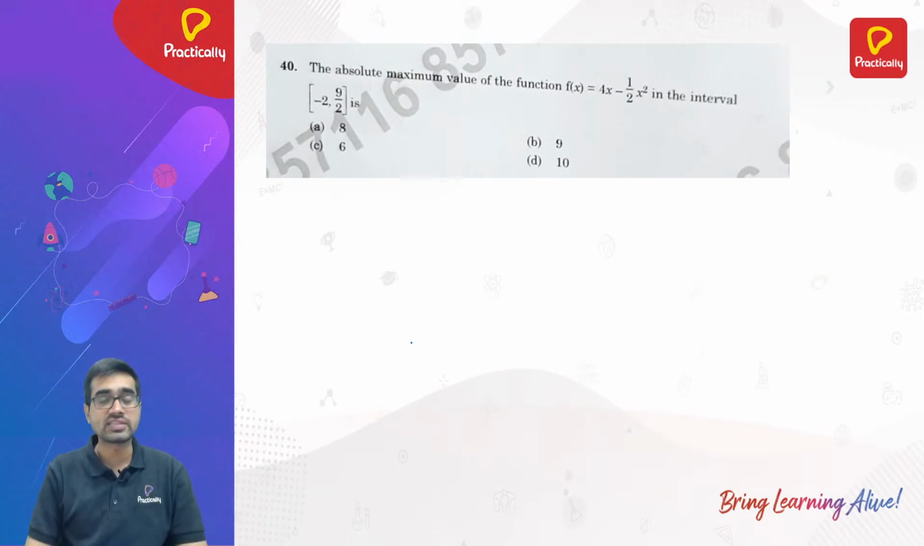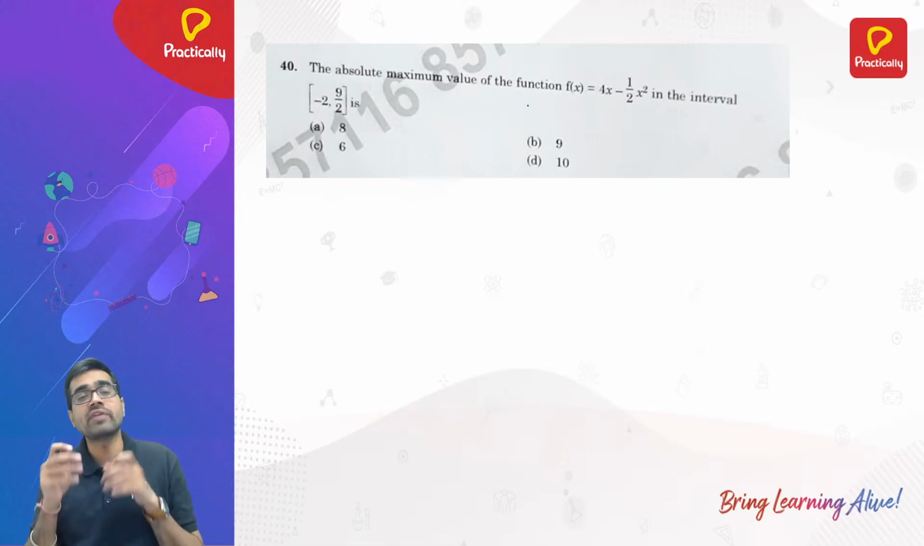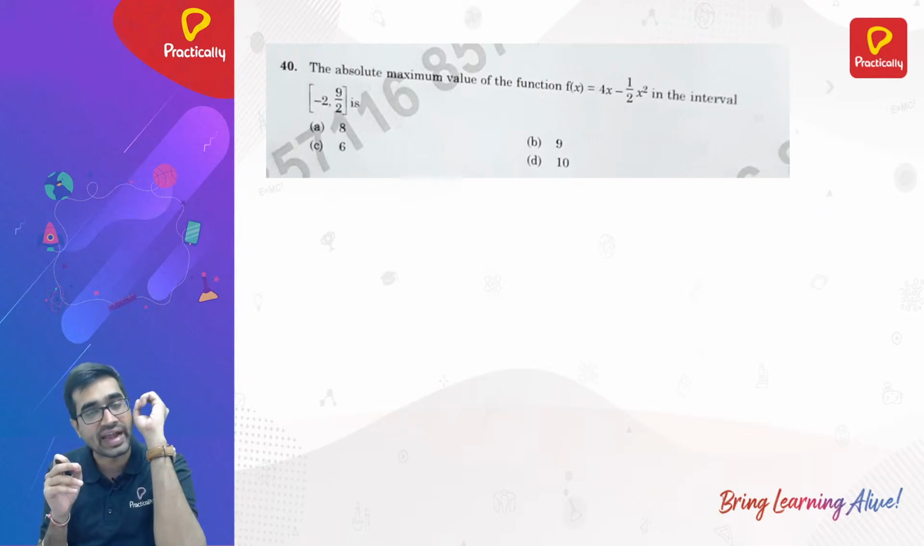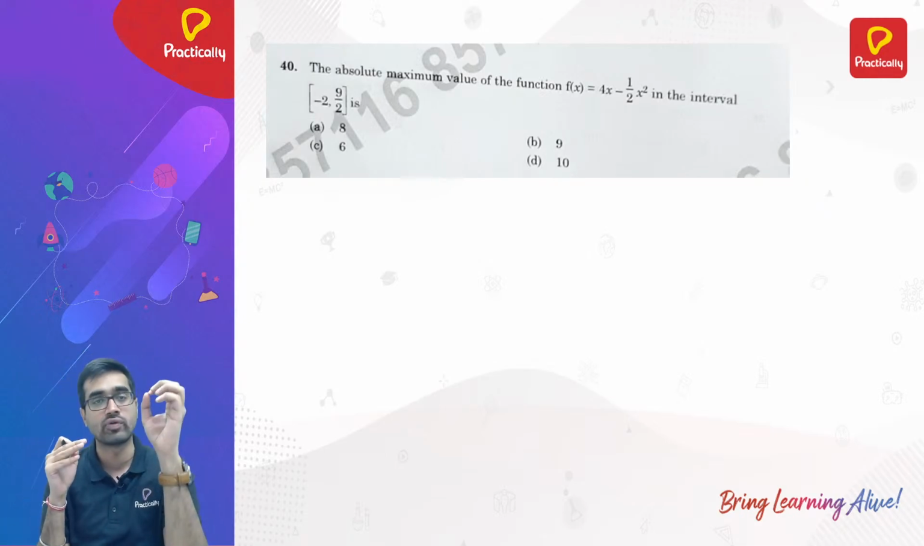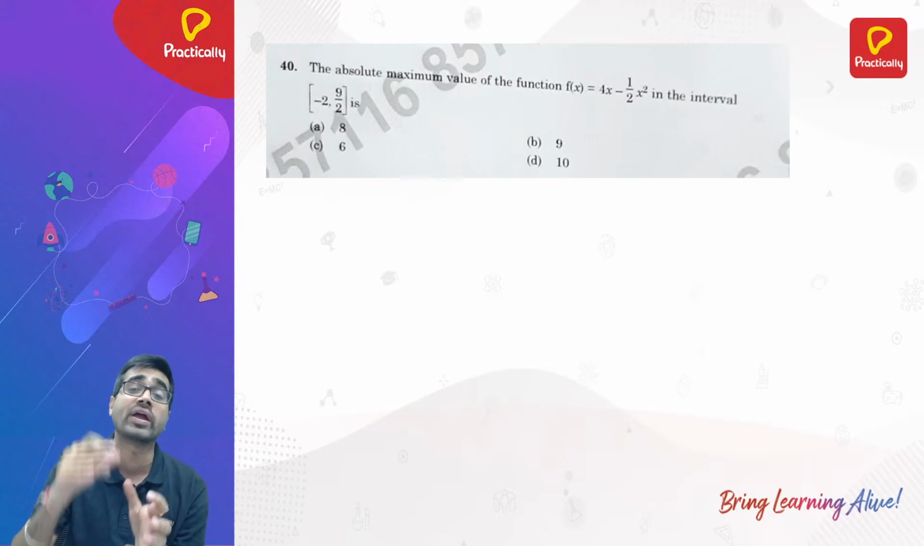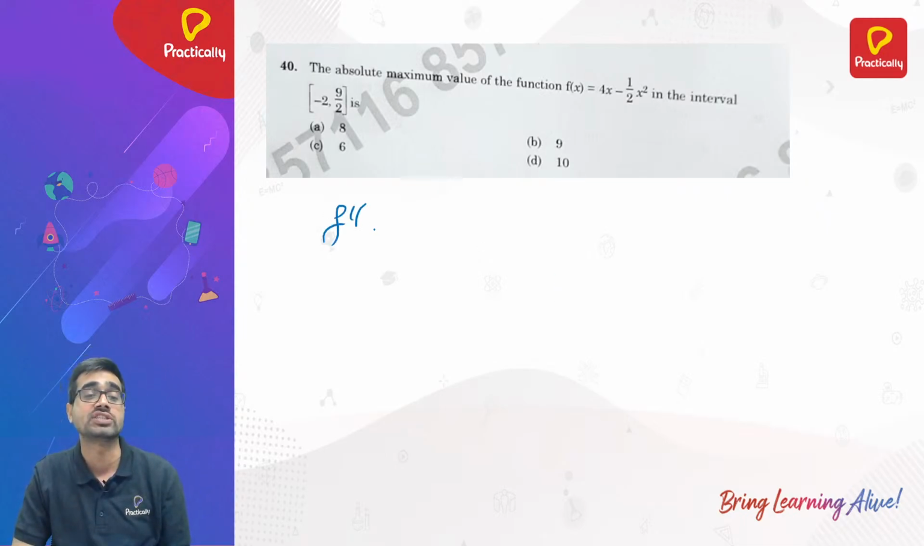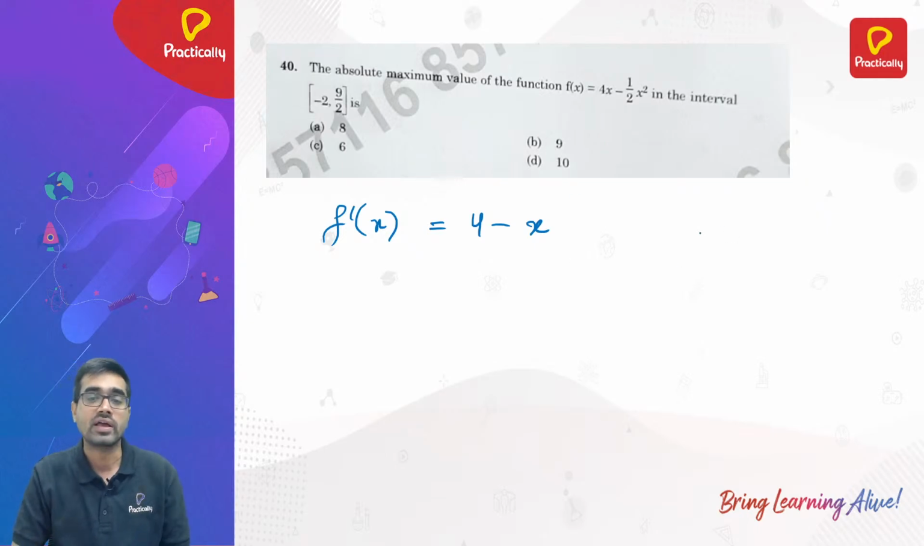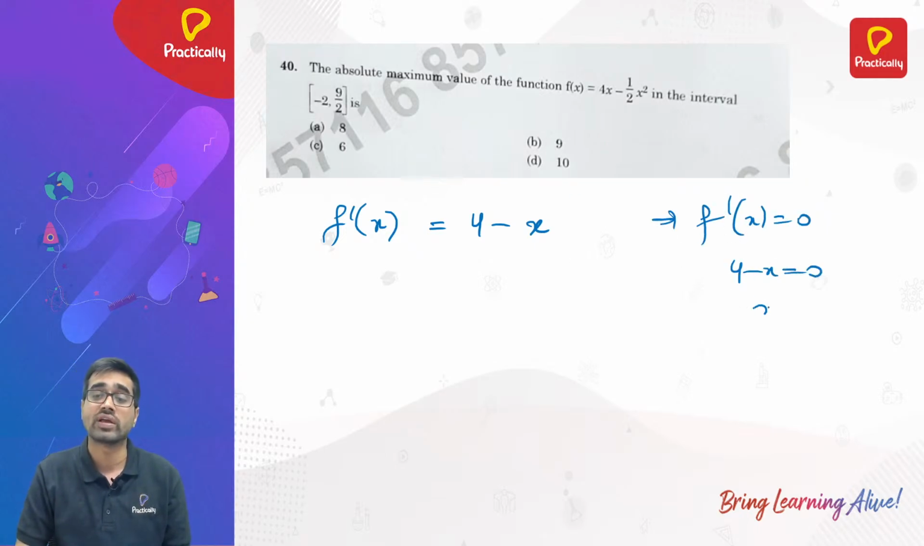It's such an easy question. You are given the absolute maximum you have to find. Remember, when you are given absolute maximum and you are given a closed interval, you have to check at the interval end values, that is the value a and b, and also at the critical point, which you can find by differentiating this function and equating it to 0. So now you get this. Half into 2 will go. So x will be left. Equate it to 0 to find that critical point.